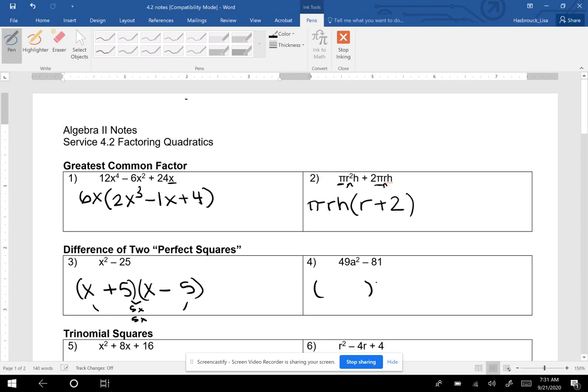We'll follow the same process for number 4. 49 is 7 times 7. A squared is a times a. So I have a 7a in the first spot of each set of parentheses. For the 81, it's 9 times 9, and since there's no middle term, again, these need to be opposite signs.